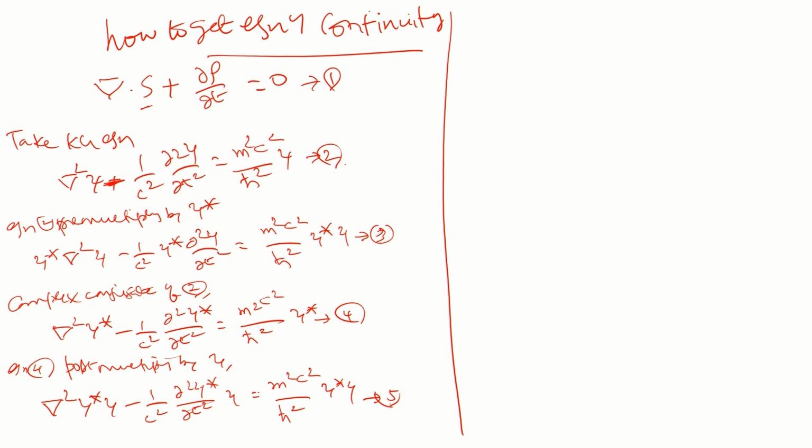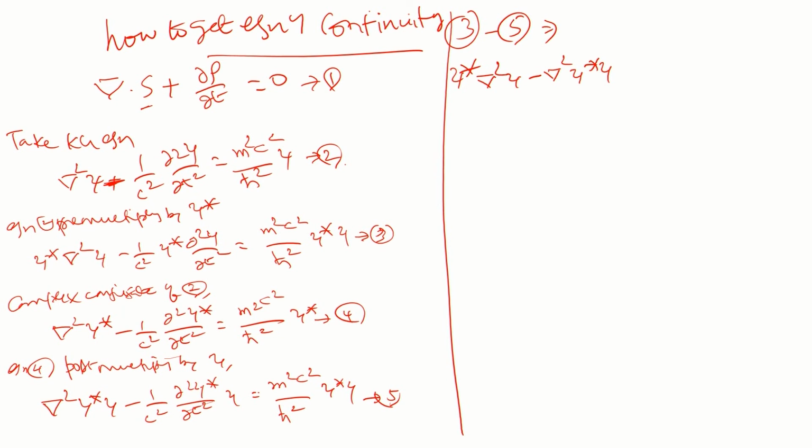So equation 3 minus 5. Let us find equation 3 minus equation 5. Left hand side first term minus first term, second term minus second term. Similarly, on the right hand side you have to subtract. So first term minus first term is ψ* ∇²ψ − ∇²ψ* ψ. First term minus first term is over.